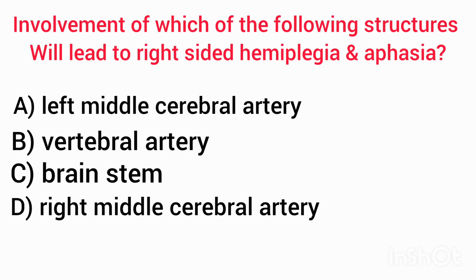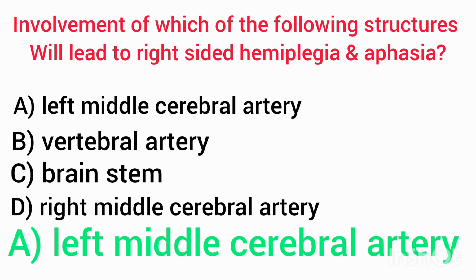Involvement of which of the following structures will lead to right-sided hemiplegia and aphasia? Left middle cerebral artery, vertebral artery, brainstem, right middle cerebral artery. Answer: left middle cerebral artery.